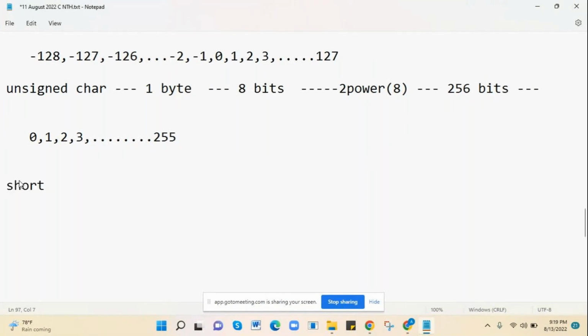Next one, short signed int. Here also it is 2 bytes. 2 bytes means how many bits? 16 bits.